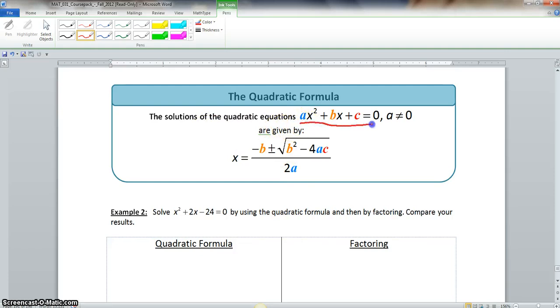This is the standard form. Now, when using this equation here, your lead coefficient cannot be 0.